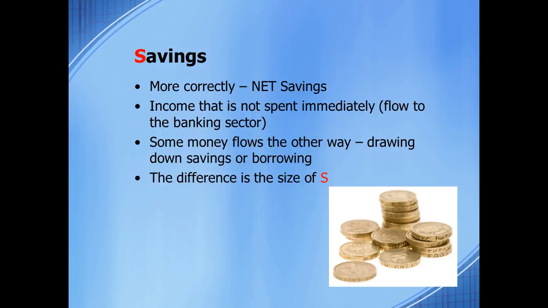The difference is the size of S. So it's the money which one person saves, which leaves the system, and then you have to add to that the money which somebody else takes from their savings and starts spending. So it's the net saving.